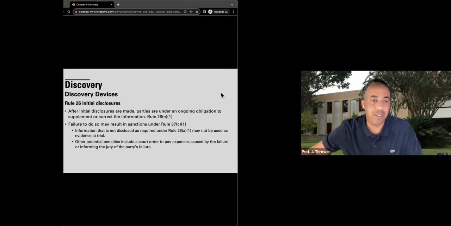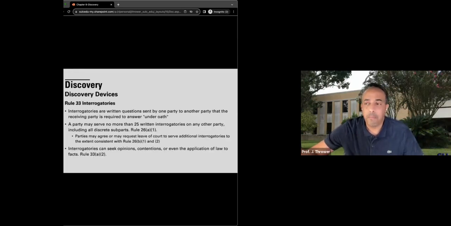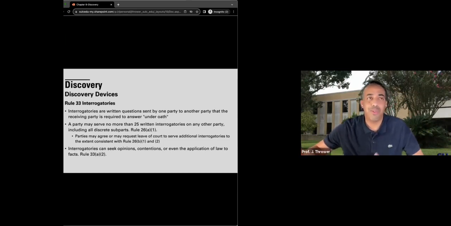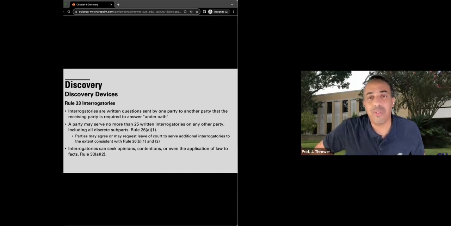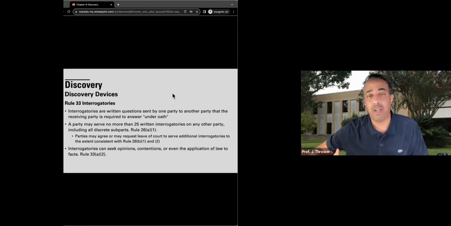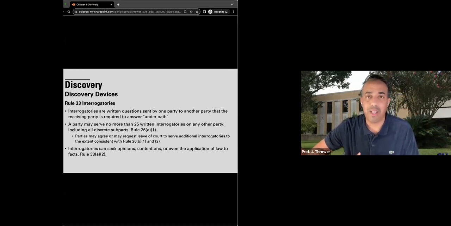That leads us to our next common discovery device, and that is interrogatories, which are provided for under Rule 33. Interrogatories are essentially written questions. Interrogatory is a fancy word for questions. These written questions are sent by one party to another party that the receiving party is obligated or required to answer separately, meaning each question has to be answered separately, and all questions are required to be answered under oath, meaning that they would be testifying to the truth of that knowledge under specific penalties.